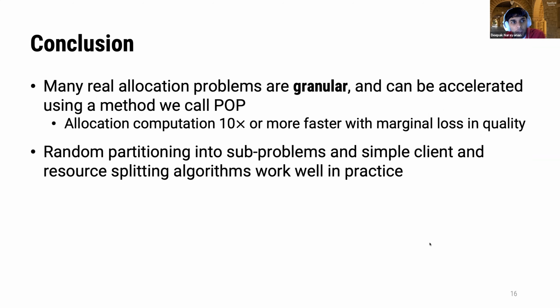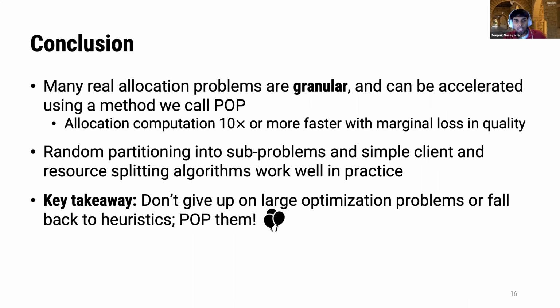To conclude, we observe that many real allocation problems are granular and can be accelerated using a method we call POP. We observe that randomly partitioning clients and resources into subproblems and simple greedy client and resource splitting algorithms work well in practice. A key takeaway is that one shouldn't give up on large optimization problem formulations for resource allocation or quickly fall back to heuristics. Instead, POP is a viable method to produce high-quality allocations efficiently.